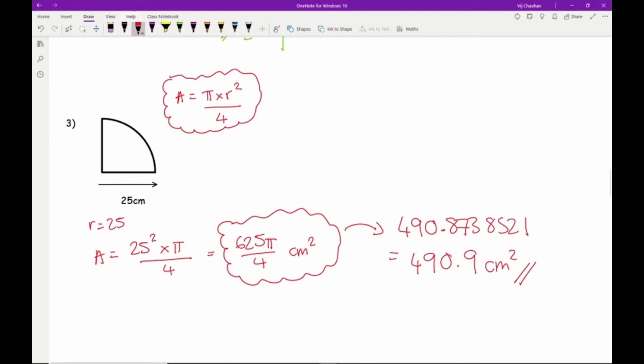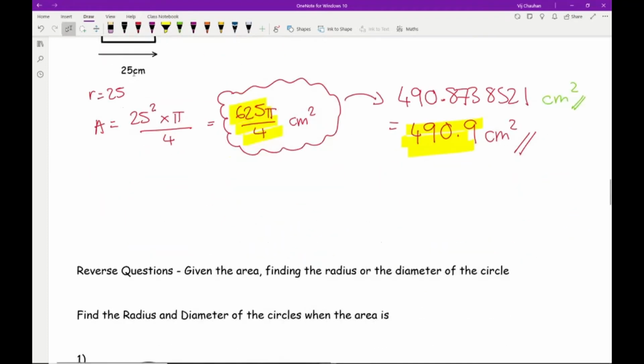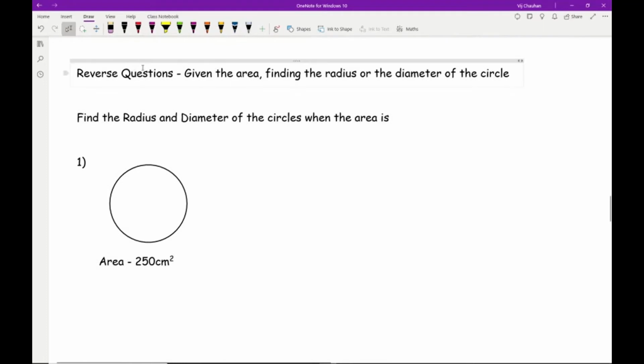So again, you can either leave your answer in terms of pi, in which case you'll need to if a question asked you to do so, or you can work out the numerical value, and whichever answer you do, make sure you don't forget the units, because you'll always get at least one question in your exam that relates to the units. So let's have a look at reverse questions.